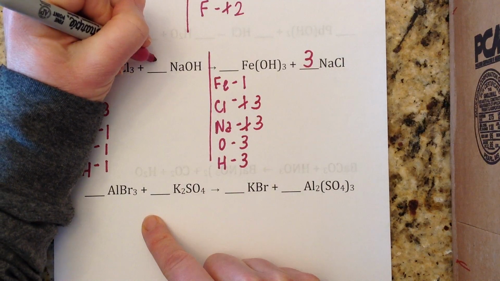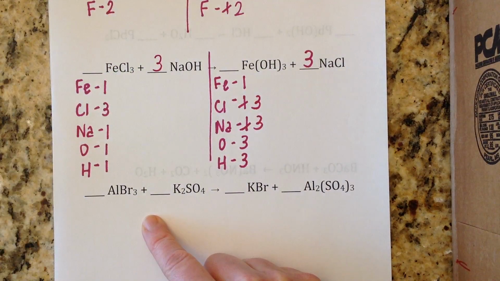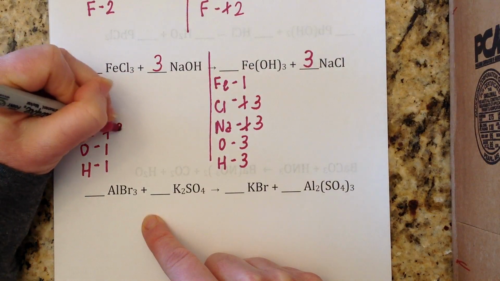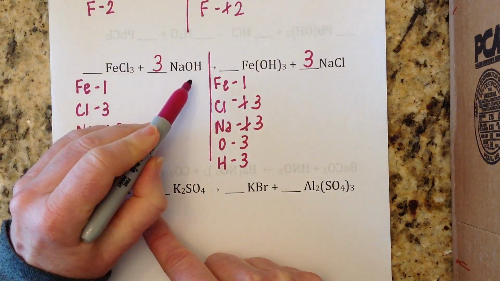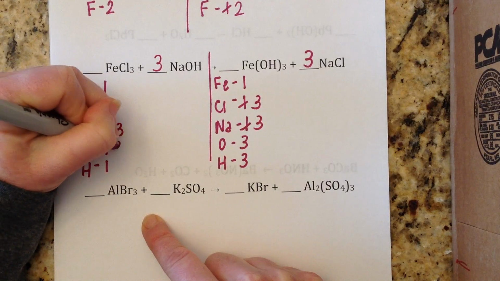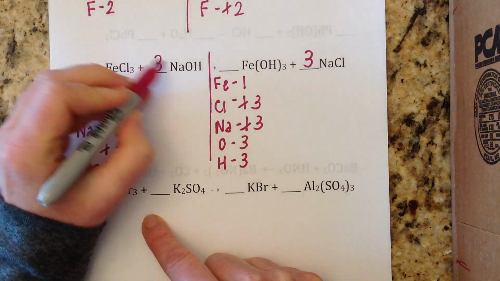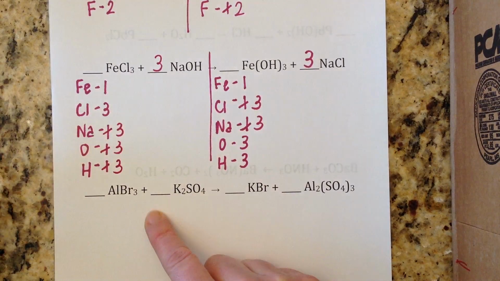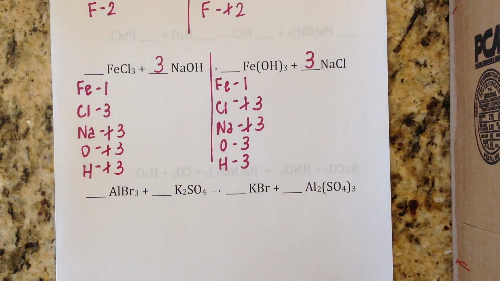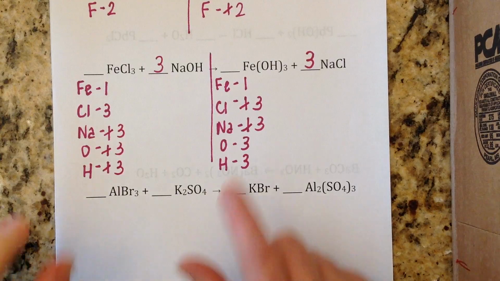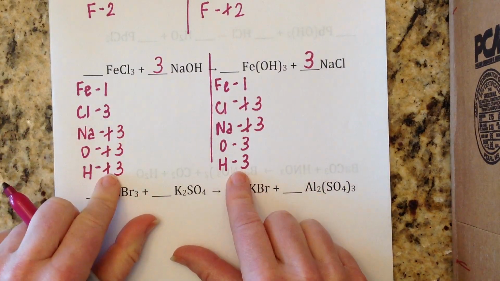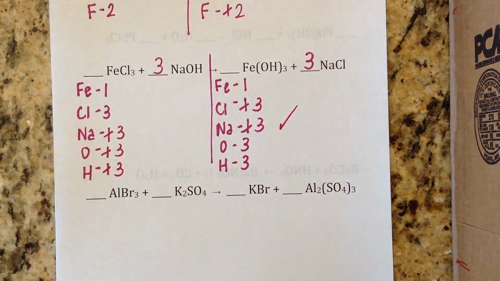You didn't have to fix that one. It's just what I decided to work with. 3 times 1 is 3 sodiums. 3 times 1 is 3 oxygens. And 3 times 1 is 3 hydrogens. And all of a sudden I look at this and I realize, wow, I just fixed everything. My irons are correct, chlorines match, all of these match, and I am done.